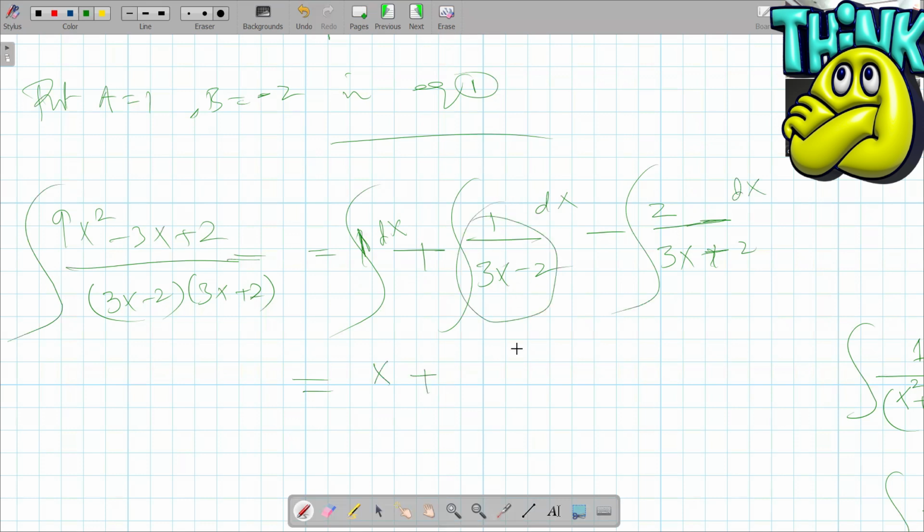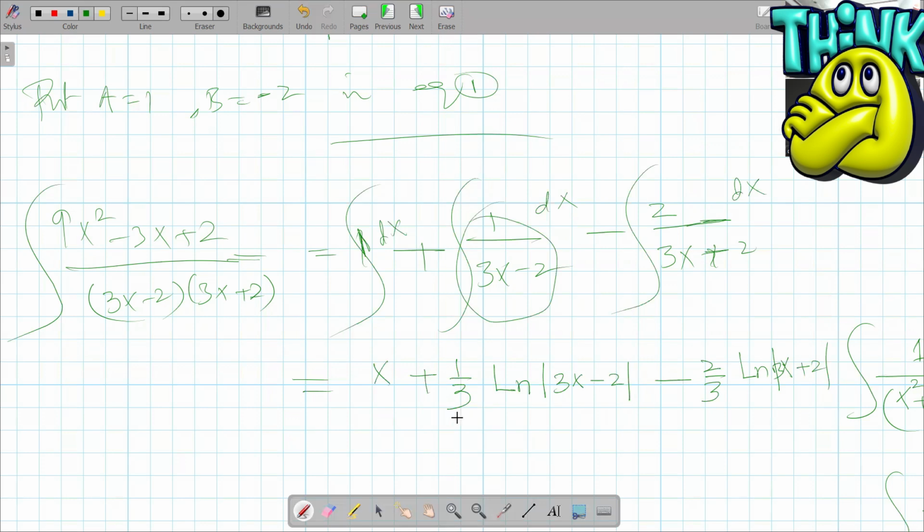What is the integration of this? If you make the 3 present and then take a third out, it would just be a third log 3x minus 2, and then minus 2 over 3 log 3x plus 2.